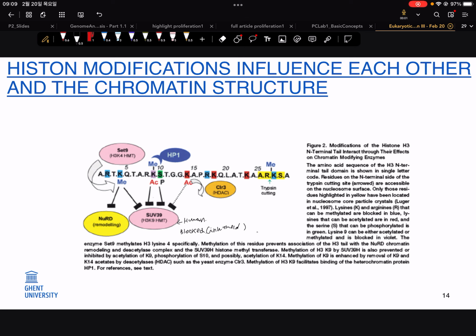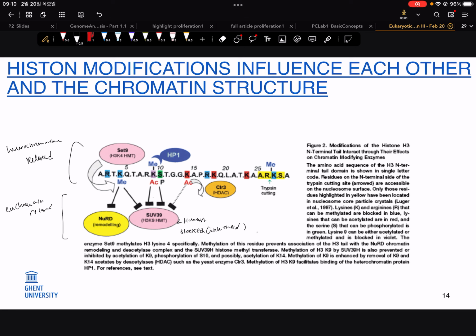So these marks below are all euchromatin related, while the ones on top are more heterochromatin related. If there is a methyl group here, H3K9 methyl, that attracts heterochromatin 1. And heterochromatin 1 leads to heterochromatinization of the DNA, of the chromatin where that histone is present.